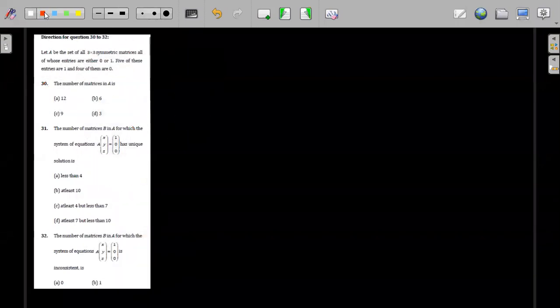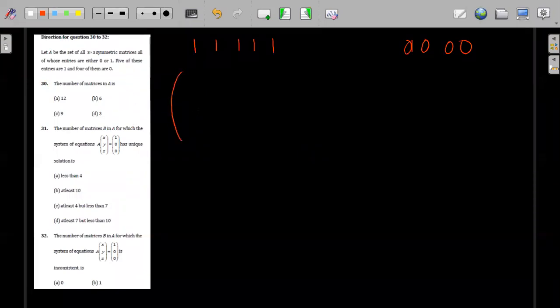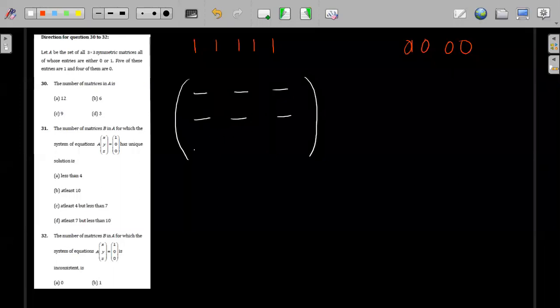So let's solve the first one. They are saying that we can only fill a symmetric matrix whose entries are 0 or 1. So how many zeros? 4 of them are zeros and 5 of them are 1. So I will write 5 ones and 4 zeros. The only trick of this question is that if you are forming a 3 cross 3 symmetric matrix, this was the catching point, from here you have to start.